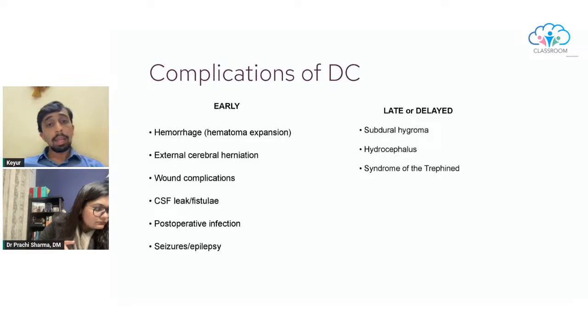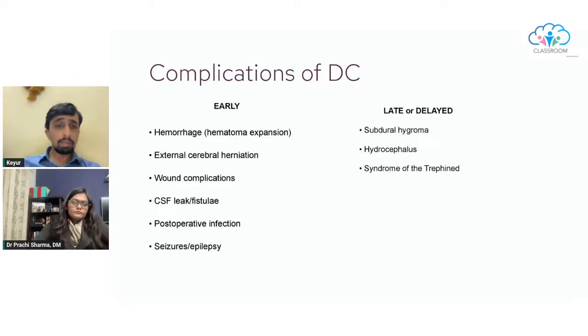Second thing is, when we release the dural compression, when we open up the dural spaces, this hematoma which was under pressure earlier may expand further. It just gives way to the veins, and as a result the pressure will increase. There can be external cerebral herniation. When the brain herniates out of the outer table of the skull, there is a compression of the veins against the craniotomy margin.